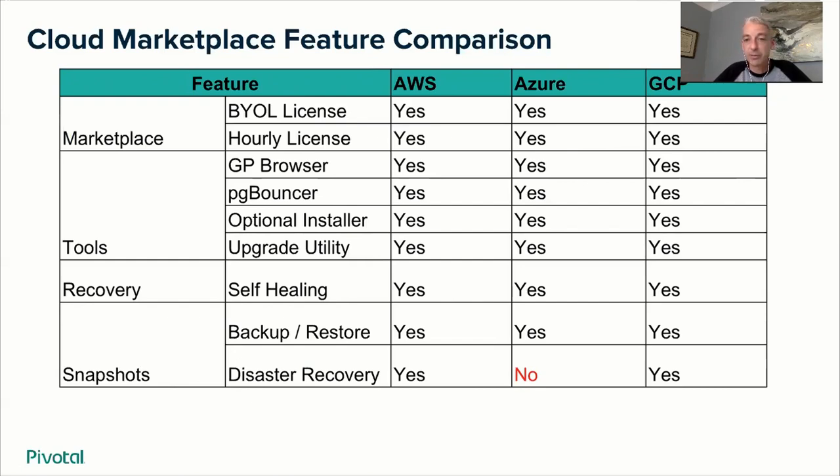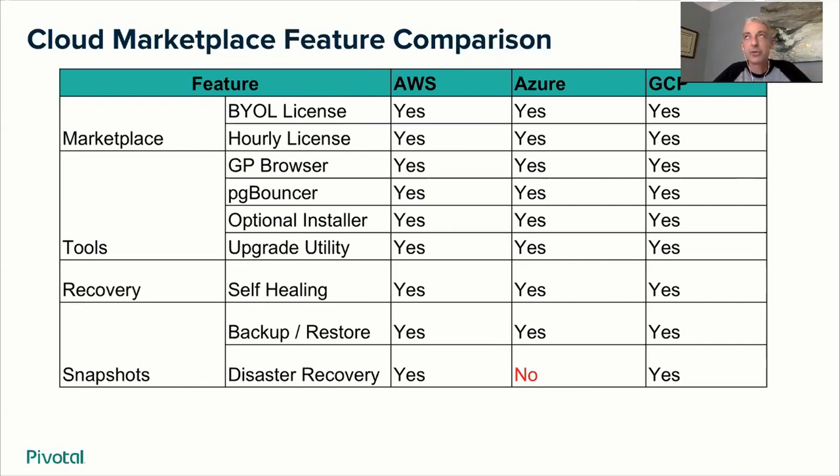The tools, gpbrowser, PgBouncer, the optional installer, and the upgrade utility are all available in all three clouds. The self-healing is implemented slightly differently in the three clouds, but it's available in all three. Backup and restore with snapshots is available in all three clouds. And disaster recovery is available in AWS and GCP. Azure doesn't have that quite yet.